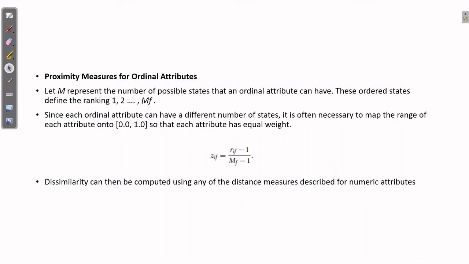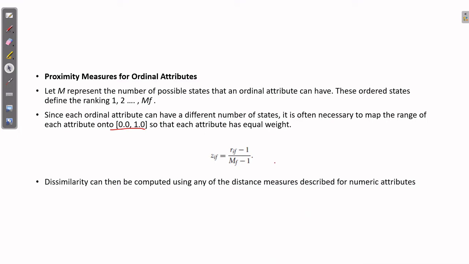MF stands for the maximum value. From 1 to MF is the ranking. Now, in the case of ordinal data, first of all, you map the range of each attribute to 0 to 1. That is, you are doing a normalization. Since each ordinal attribute can have a different number of states, you have to normalize it first. That is what is being done.